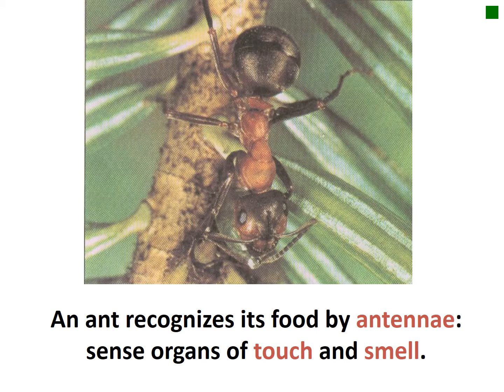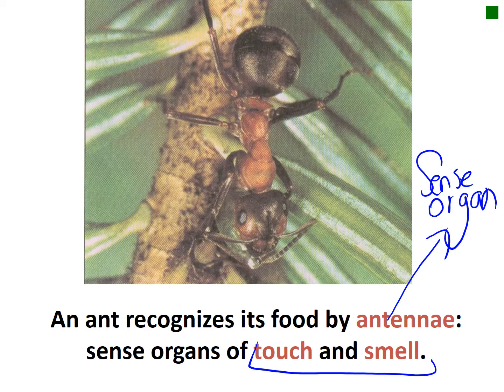The ant recognizes its food by antenna. Here the antenna is the sense organ, while the sense is touching and smelling.